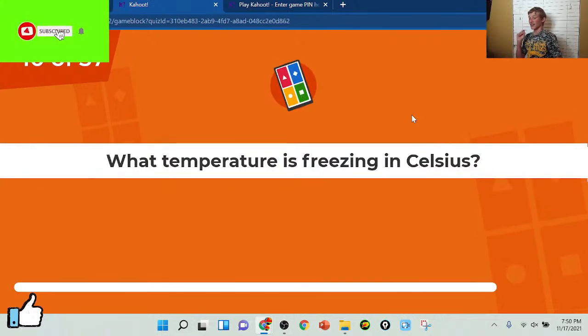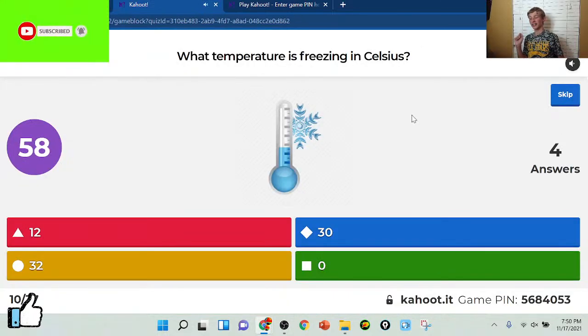Alrighty, now, make sure that you read the question. What temperature is freezing in Celsius? Is it 12, 30, 32, or 0? Keyword in this question, Celsius. Trying to help y'all out.